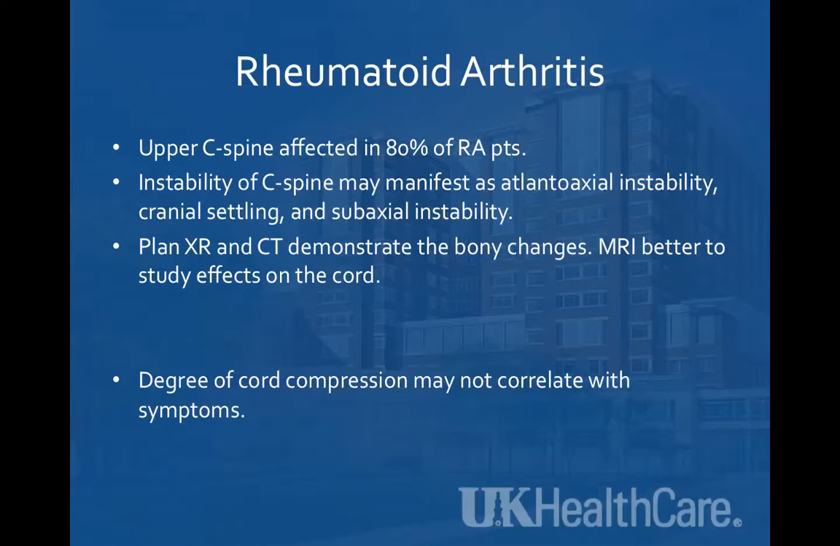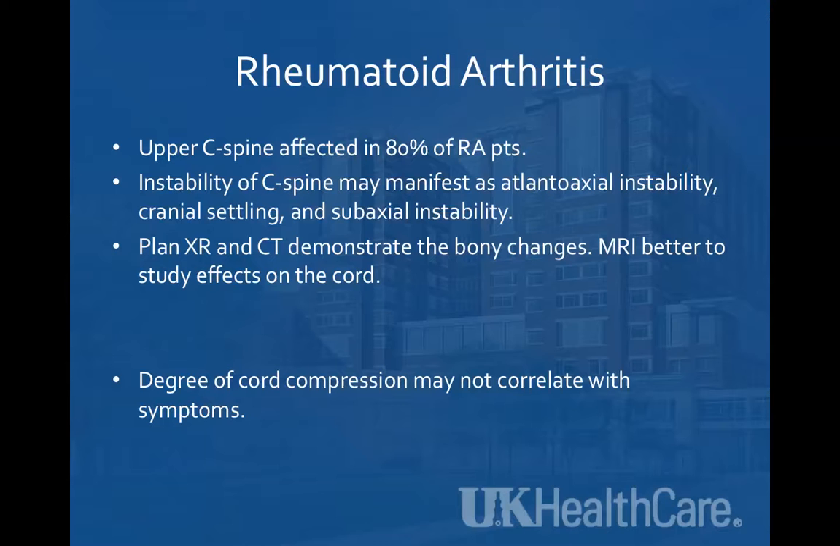In rheumatoid arthritis, this comes up pseudo-weekly probably for most of us. The cervical spine is almost always affected, 80% as I've written here. May manifest as atlanto-axial instability, cranial settling, which is an invagination of C1 into the foramen magnum, and some subaxial instability that you'll see very commonly as we do ACDFs routinely.